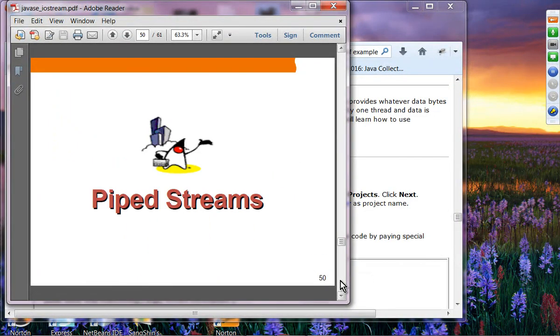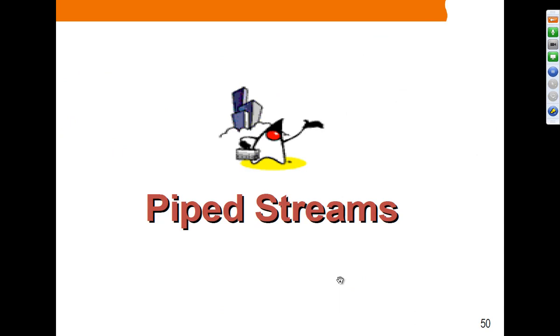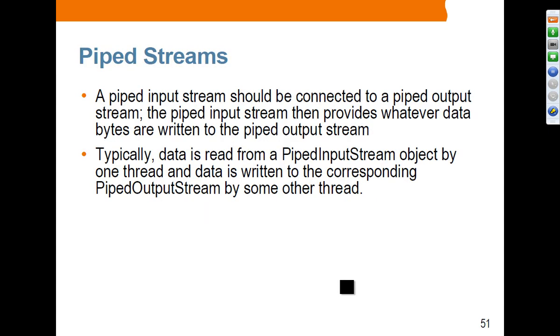Okay, so next are pipe streams, and pipe streams sort of simulate the pipe operator in the macOS and Unix environment. A PipedInputStream should be connected to a PipedOutputStream, and the PipedInputStream then provides whatever data bytes are written to the PipedOutputStream. In Unix, you can have two different commands connected through a pipe, so whatever output comes from the first command is provided as input to the next. This is exactly what the piped input stream and output stream do.